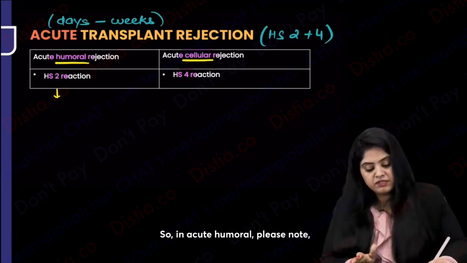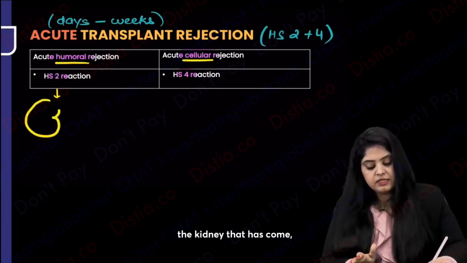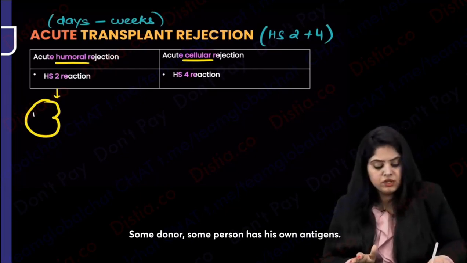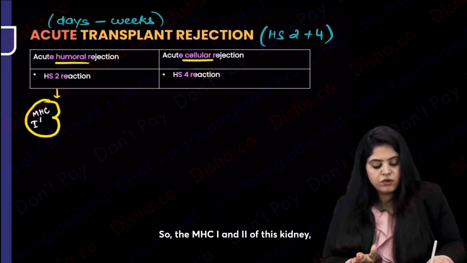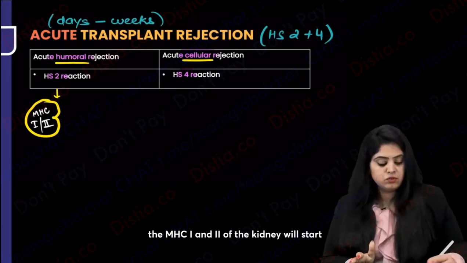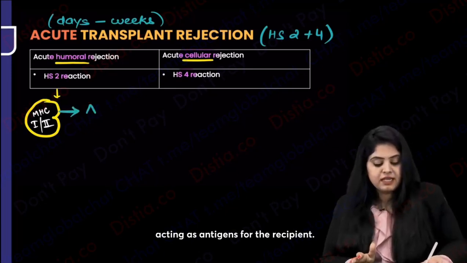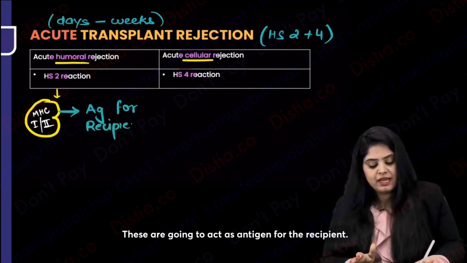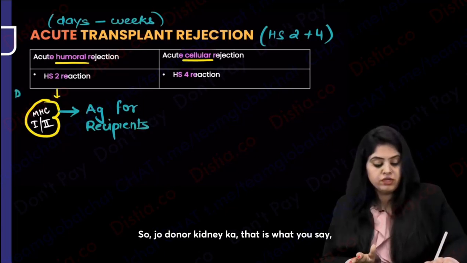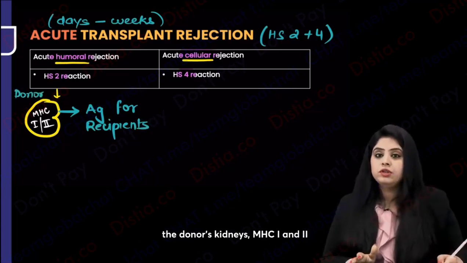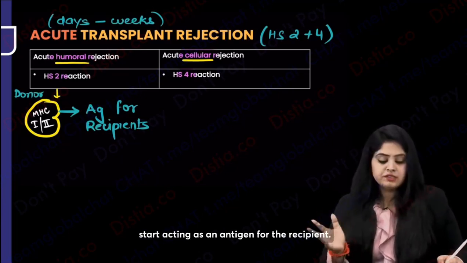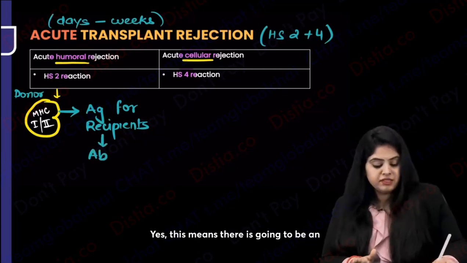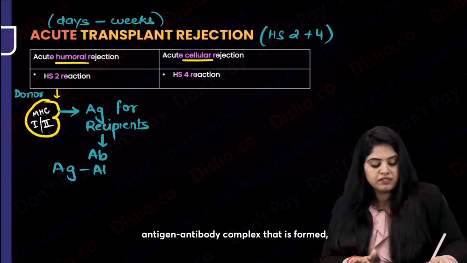So in acute humoral, please note the kidney that has come. Will that have its own antigen? Some donor, some person has his own antigens. So the MHC 1 and 2 of this kidney will start acting as antigens for the recipient. The donor kidney's MHC 1 and 2 start acting as an antigen for the recipient. Will you start making antibodies? Yes, this means there is going to be an antigen-antibody complex that is formed.